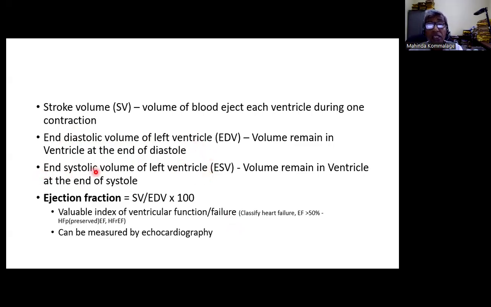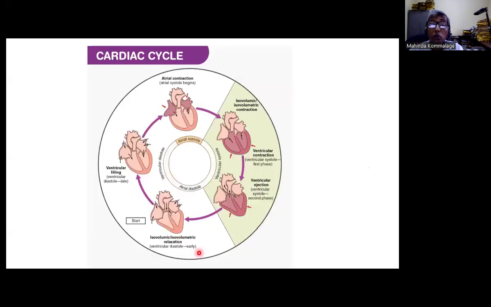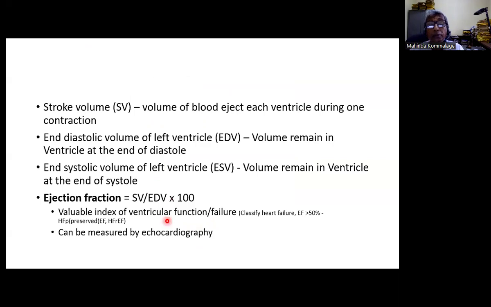Then end systolic volume of the left ventricle. That means when ventricular contraction finishes, still some volume is in the ventricle. That is end systolic volume. So here, ventricular ejection occurs and ejection finishes. When it comes to this point, we have some volume remaining in the ventricle, not heart, ventricle. So this volume, at the end of the systole, we have some volume in the ventricle, that we call end systolic volume of the ventricle, right? So those are very important volumes related to the heart.